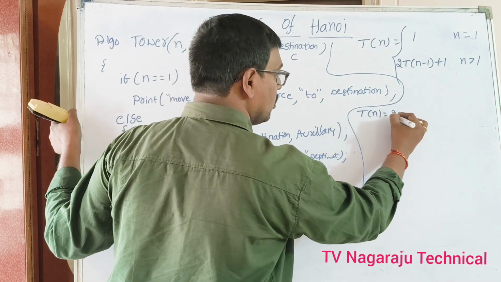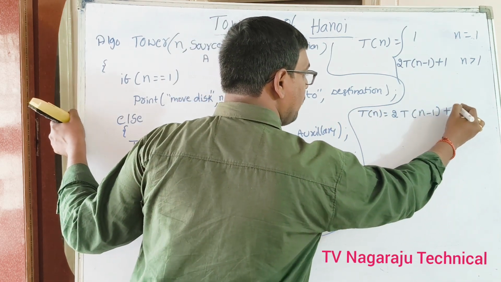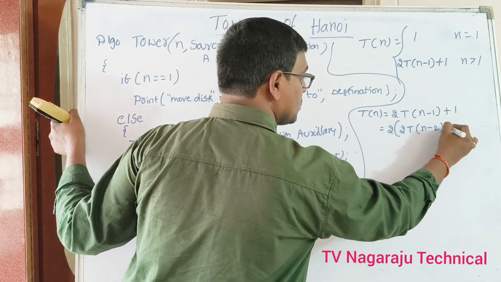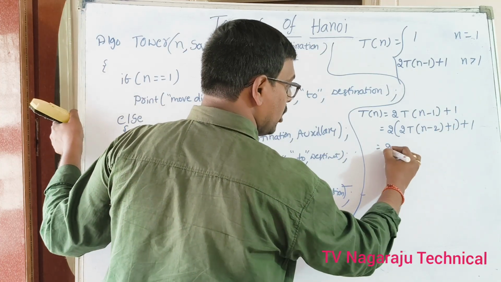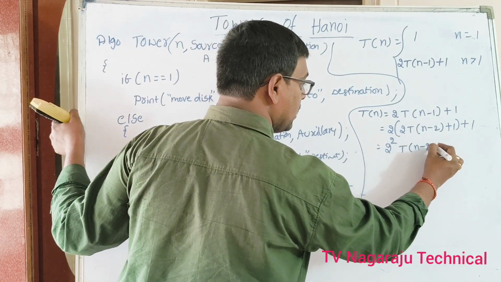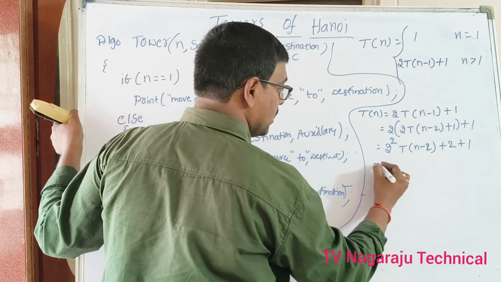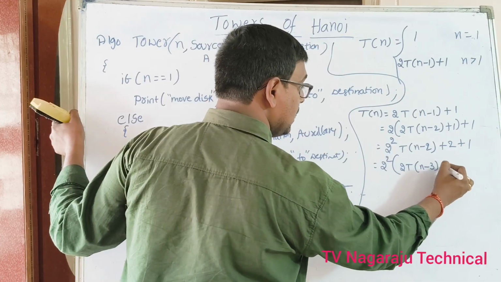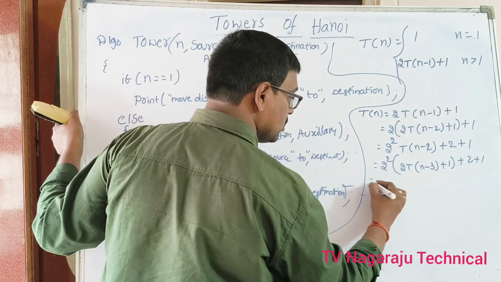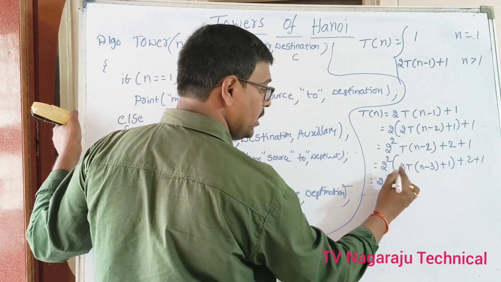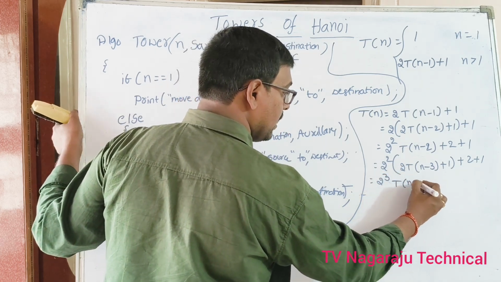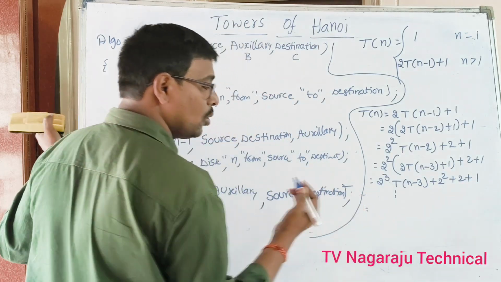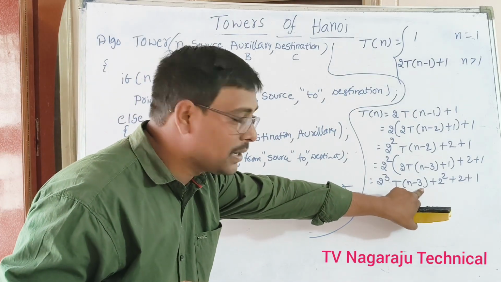T of n is equal to 2 into T of n minus 1 plus 1. So 2 into T of n minus 2 plus 1 plus 1, that is 2 square into T of n minus 2 plus 2 plus 1. In the next step, 2 cube into T of n minus 3 plus 2 square plus 2 plus 1, and so on. This must be 1.